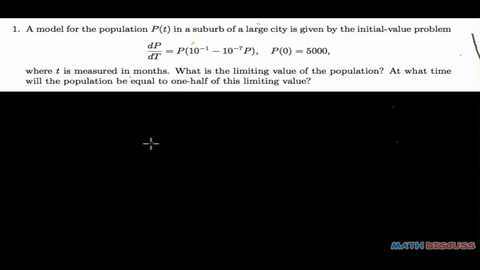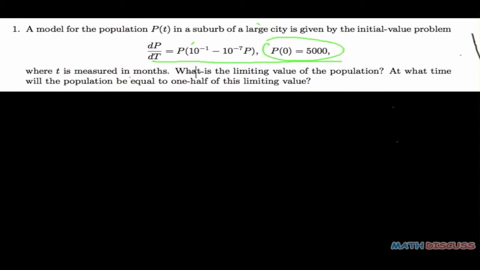Now, hello there. Here we want to do a question which is on modeling. It says a model for the population P of T in a suburb of a large city is given by the initial value problem this. So this is our initial value problem. This is the initial condition here. And then we are told that T is measured in months.